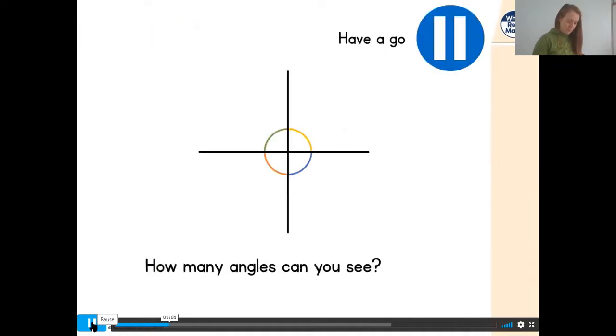How many angles can you see here? Pause the video quickly, have a go at noting them down. Well, we can see 4 angles, can't we? Because we've got like a cross shape here, and where each of the lines meet, the gap between each of the lines there is an angle, a measure of turn, a measure of the gap between 2 lines. So there are 4 angles there.